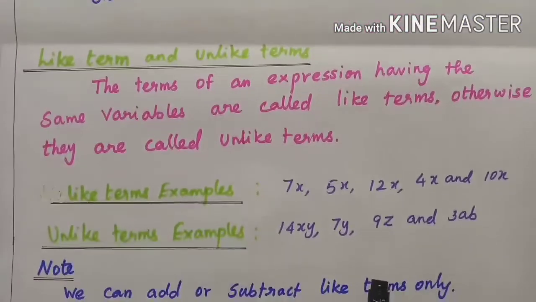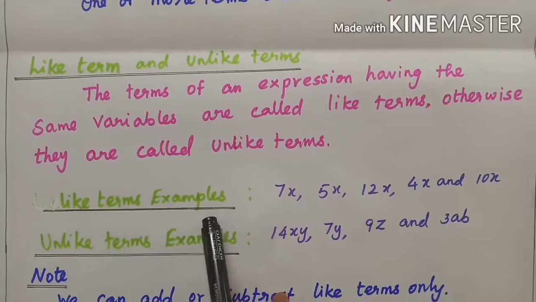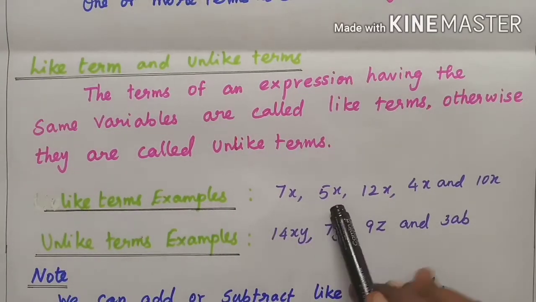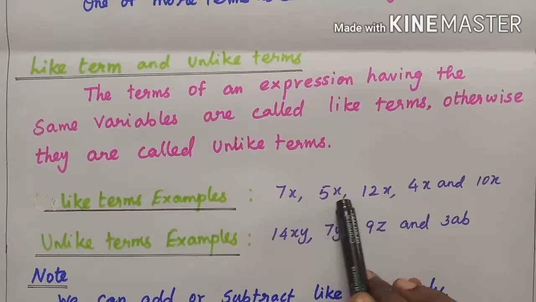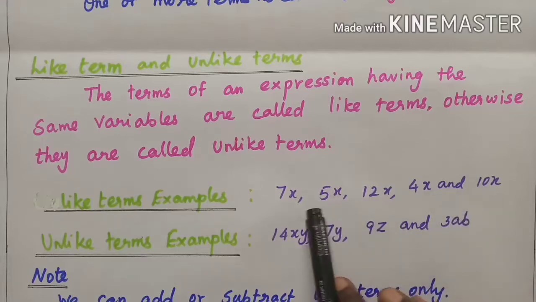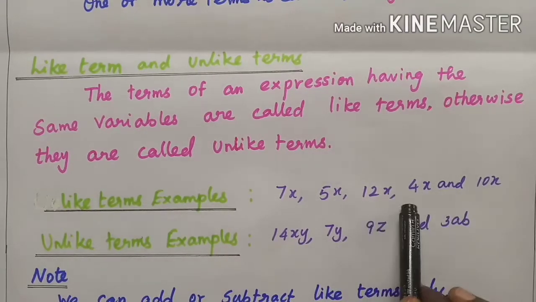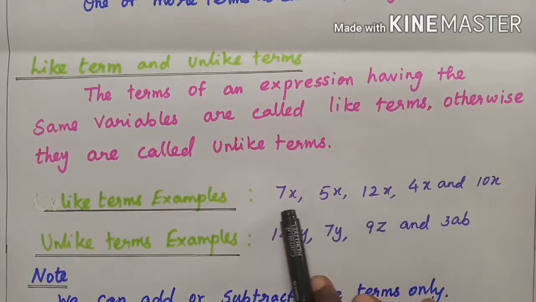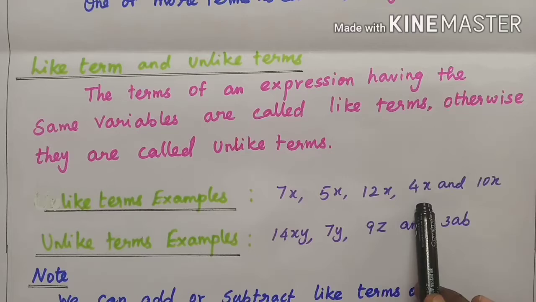Here we have a few examples for like and unlike terms. Like terms examples: 7x, 5x, 12x, 4x. All the variables of these given terms are the same, that is x. All these terms contain the variable x. So we can call all these terms like terms. Am I clear? Got it, children?